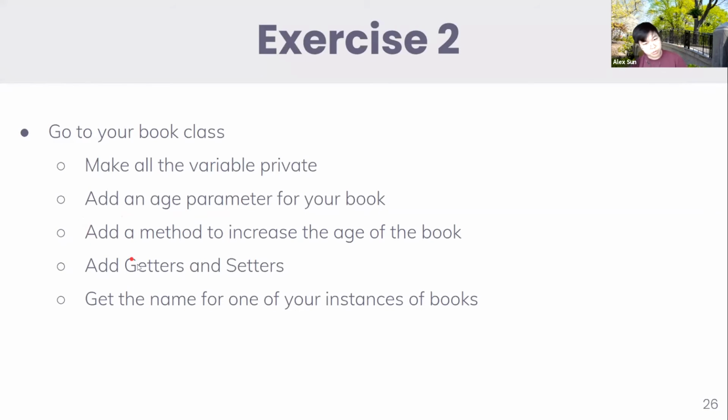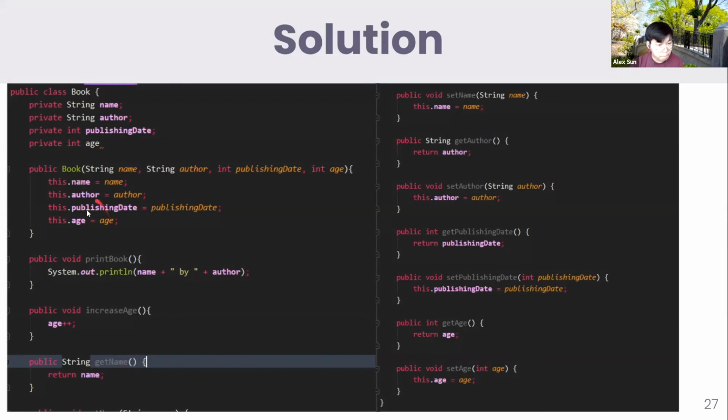Add a method to increase the age of the book. Okay. All right. So the way I did it, or the way I thought about it, was I would just create a function, right? It's public, it's void. It's just called increase age. And when you do your book name dot increase age, you just make age one bigger, right? So you just increase the size of age. So you just do age plus plus.